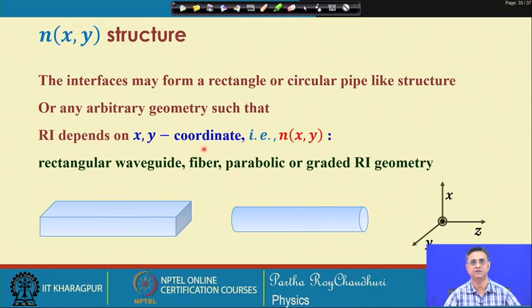An example of this is an optical fiber, and this is a rectangular waveguide, and for such a situation the refractive index depends on both x and y coordinates. So, you can write that refractive index variation in the form of n of x, y.